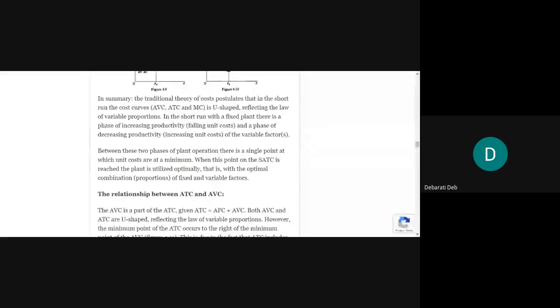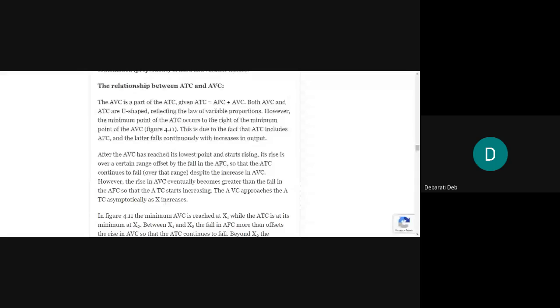Then we had to start with relationships between the different costs. Since average total cost and average variable cost, if you remember, both of them were U-shaped, it will be easier for us to find out the relationship between average total cost and average variable cost. So let us start. The average variable cost is a part of the average total cost, given that ATC equals AFC plus AVC. This is all we know by now.